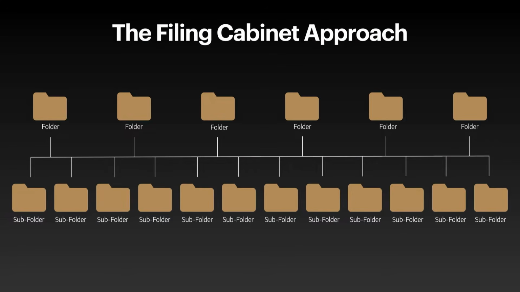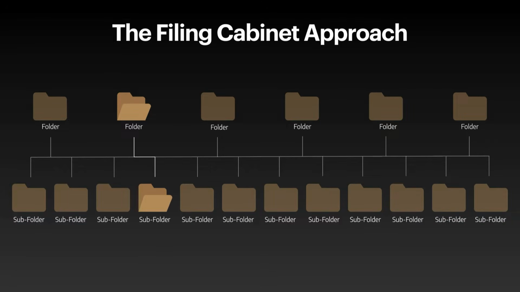Okay, so this is what I mean when I'm talking about the top-down filing cabinet approach. You've got all these different folders. Inside all of those folders are individual subfolders. And if you're looking for something in one of those subfolders, you can drill down into the folder and then the subfolder that has that thing that you're looking for.